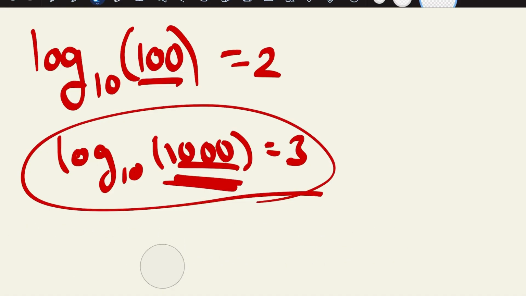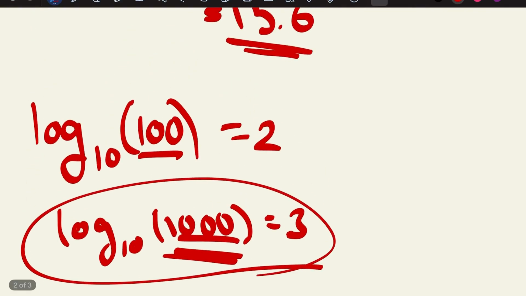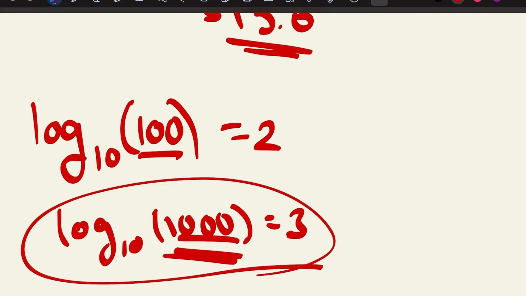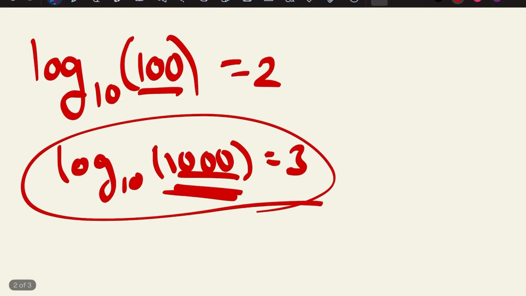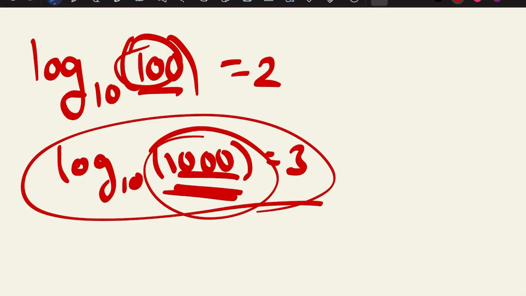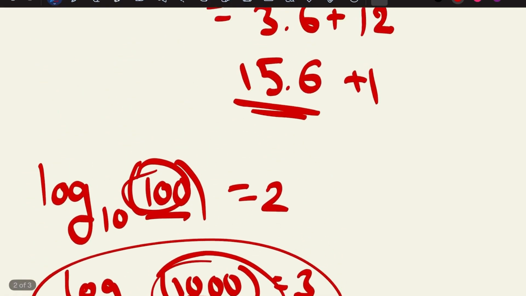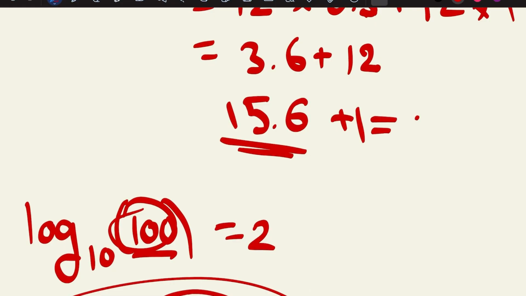So we need to add 1 to this number. Why? Because does 100 have 2 digits? No, it has 3. Does 1000 have 3 digits? No, it has 4. It has 3 zeros, but it has 4 digits. So that's why we need to add a 1 to get 16.6.